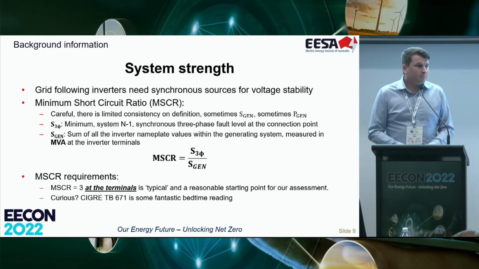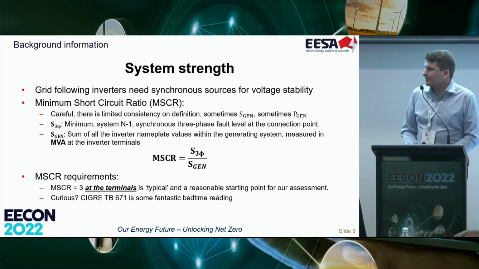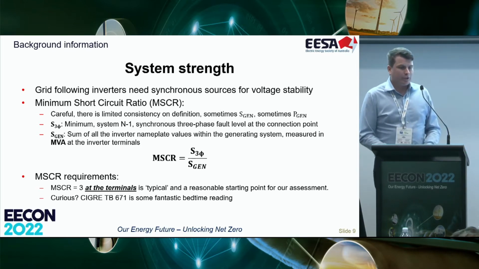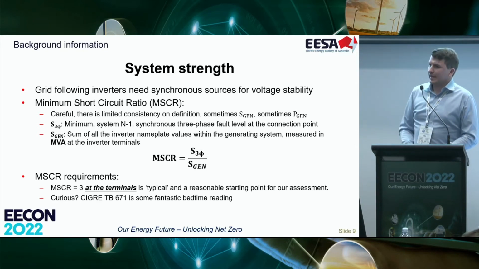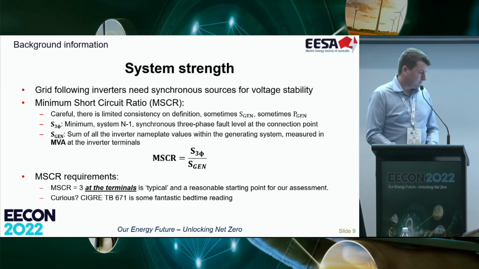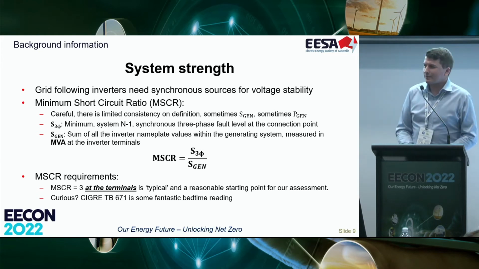The rule of thumb, which is what industry normally uses, but was also certified or backed up in CIGRE Technical Brochure 671, is a minimum short circuit ratio of 3 at the terminals of an aggregated generator. For example, if I have a 10 MVA generator, I need 30 MVA of synchronous fault level under the minimum case for that to be stable. And yes, highly recommend the bedtime reading if you have not read CIGRE 671.